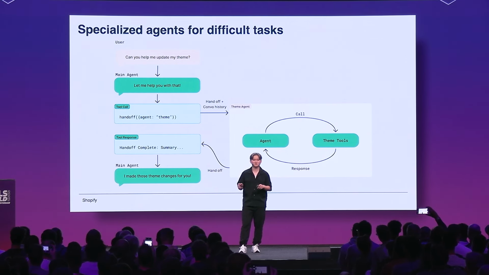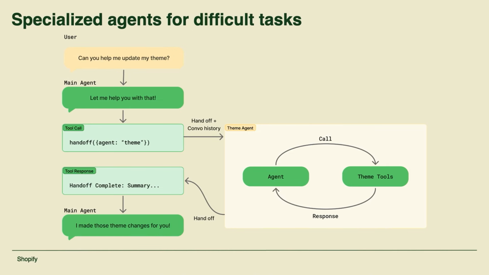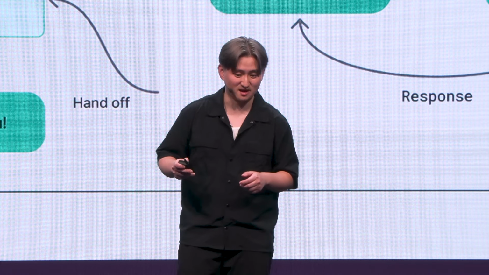Sidekick is the only point of contact, and the merchant can't really speak to the sub-agents directly. This ensures that the tone and voice of Sidekick is consistent, and you're still delegating to a sub-agent to handle some of those domain-specific tasks. So what does this look like in practice?